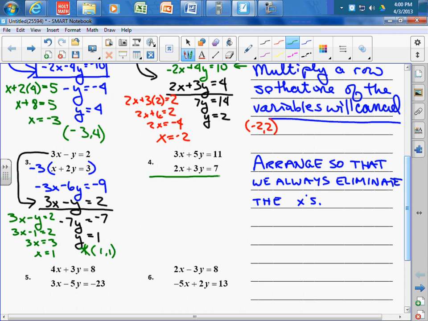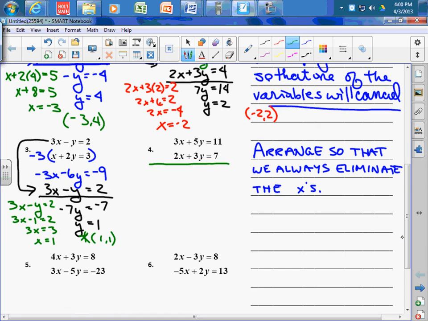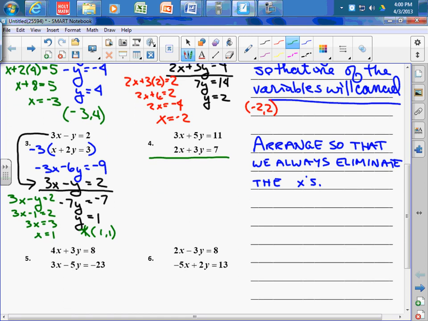Look at number 4. Let's go back up here to the top and let's review something. Sometimes we have to adjust one or maybe even both. So this is one of those cases where I'm going to have to change both equations because I have to get these coefficients to be opposites of each other. Does that make sense? I need one to be a positive and one to be a negative.